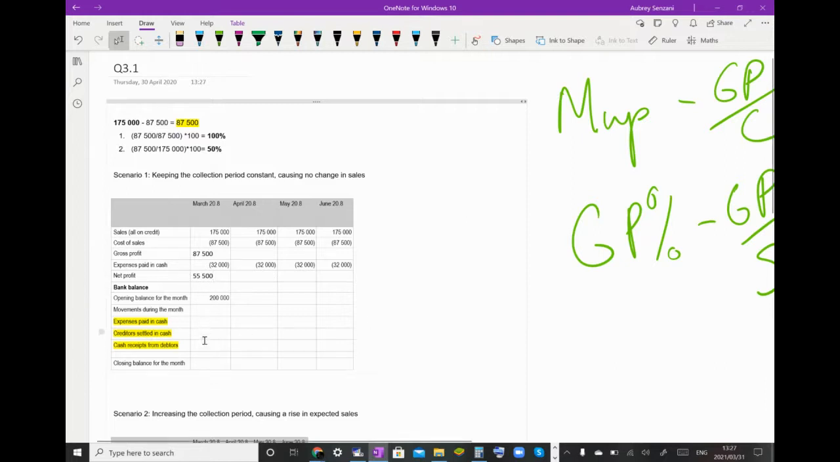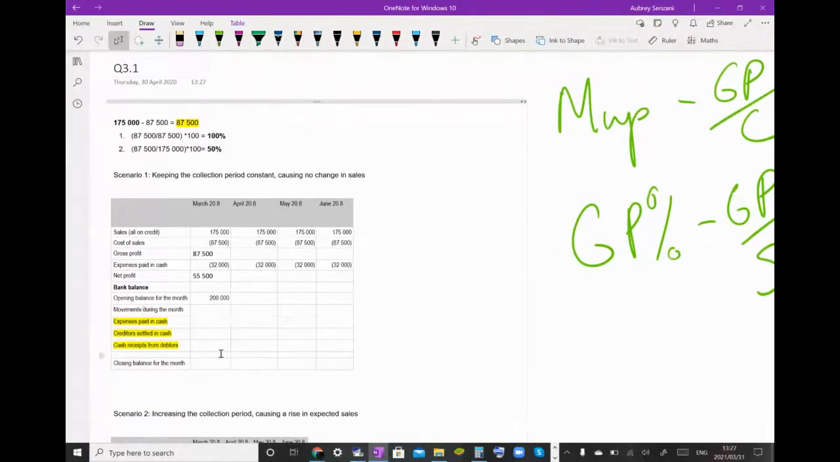Now, over here is what we then call our bank balance. So we want to find out actually how much cash do we have at the end of the month, our closing balance for the month. That's what we are working towards with this section. Let me highlight it. We know that our opening balance, what we started with at the beginning of the month, was 200,000. Movements during the month, that's the expenses that we incurred during the course of the month.